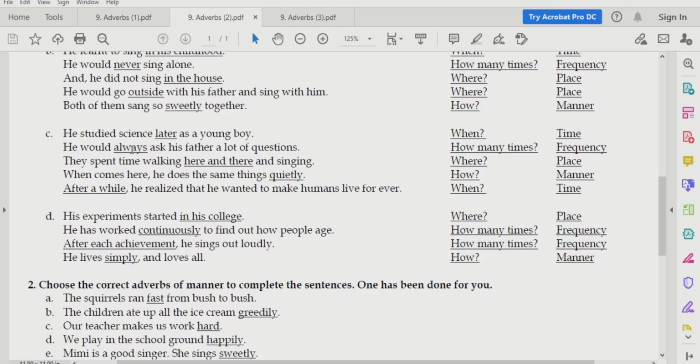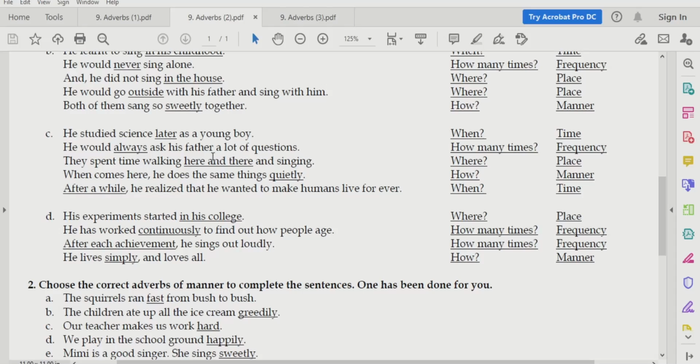Question C. He studied science later. Later means it is talking about time. उसने साइंस की पढ़ाई कब की? He studied science later. So the question is when, कब? Adverb of time.